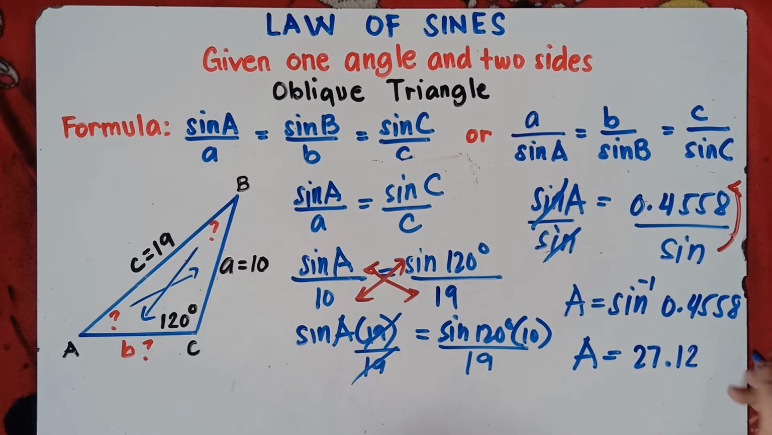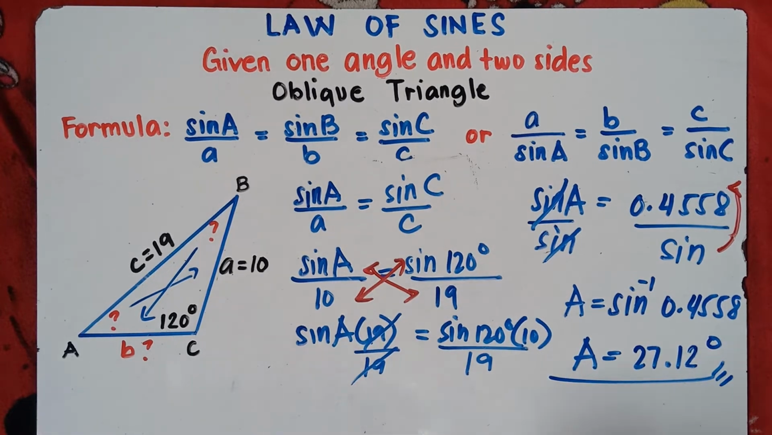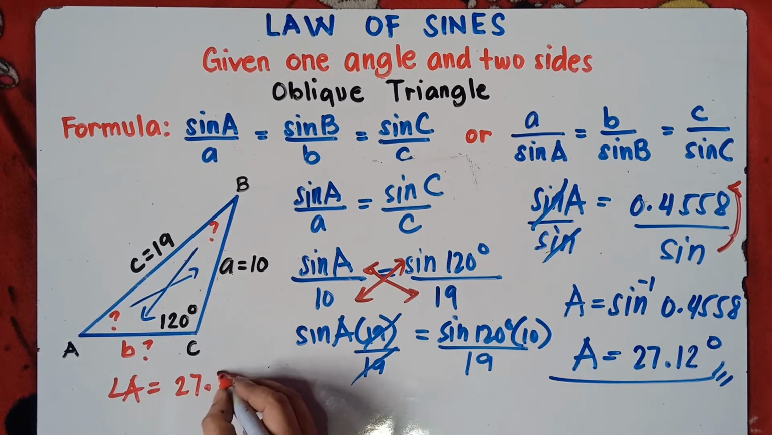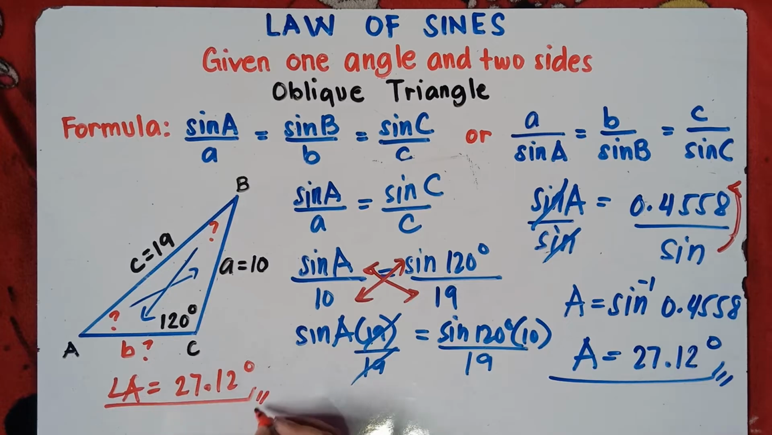27.12, then do not forget the degrees because we're told to find the angle. So therefore, we're done: angle A is equal to 27.12 degrees. Alright, that's it, class, for angle A.